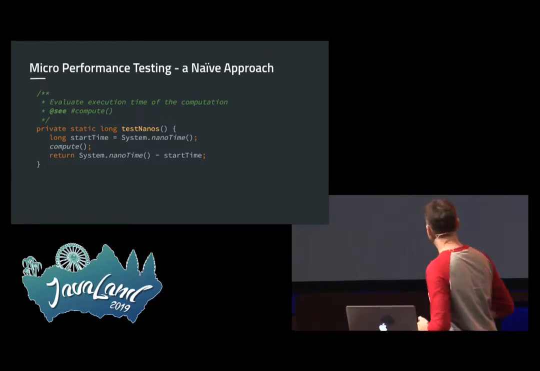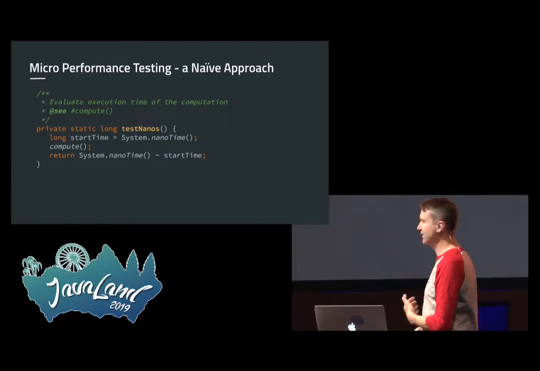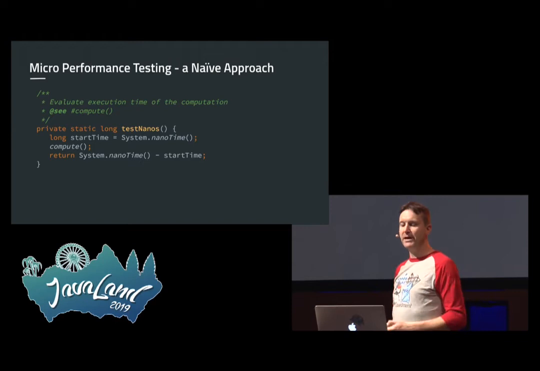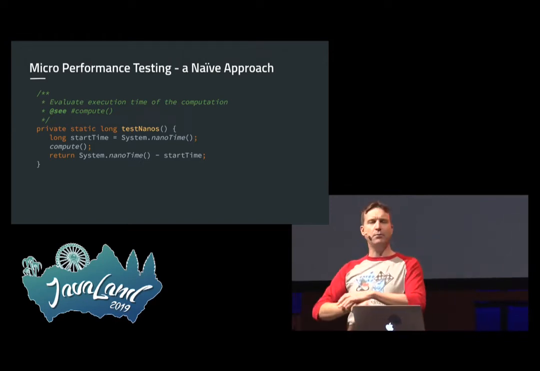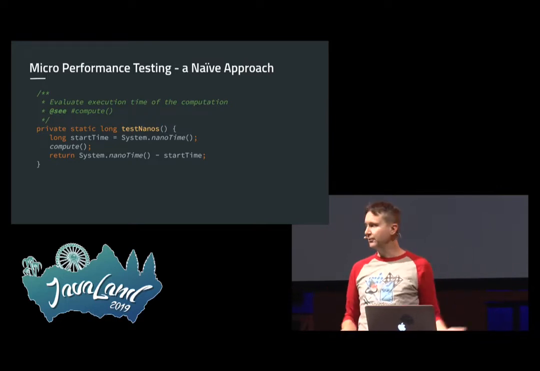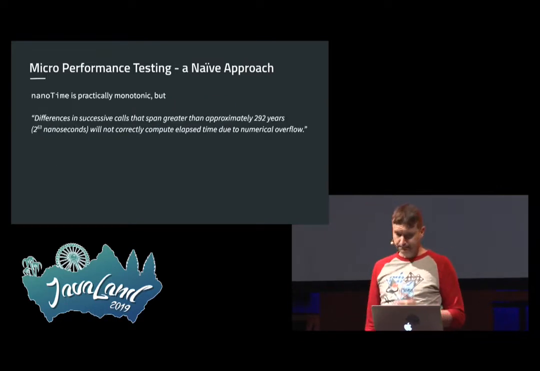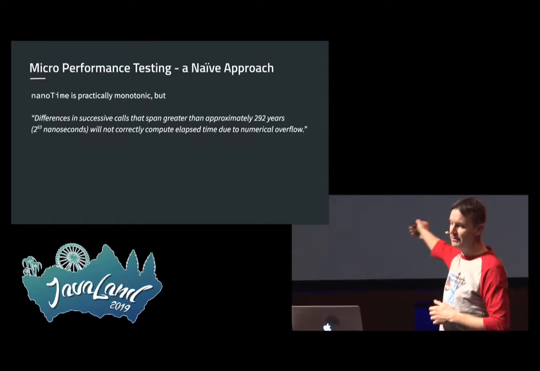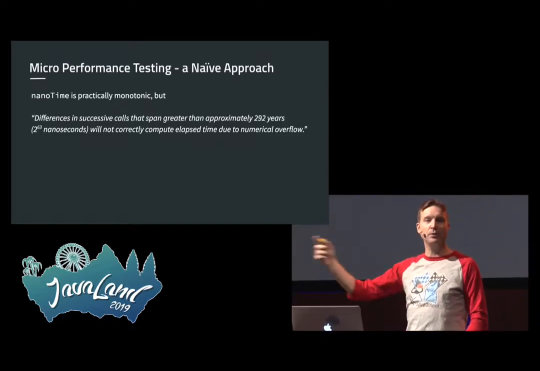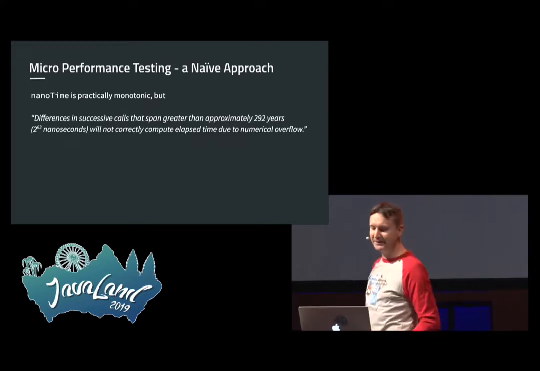So let's improve. Let's use nanoTime instead. This is monotonic, and it also has better resolution. But it's still not a good idea because we don't know if our process gets swapped out, for example, in Linux or what's going on. There's also another problem. You have to make sure that your benchmark completes in 292 years. Otherwise, it will wrap around. So keep that in mind.